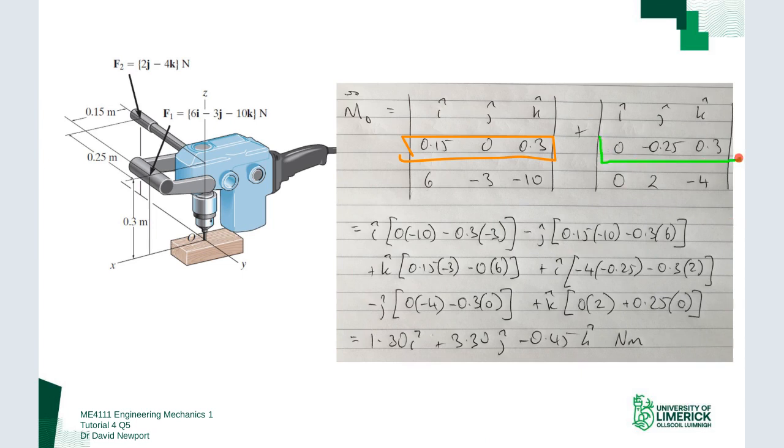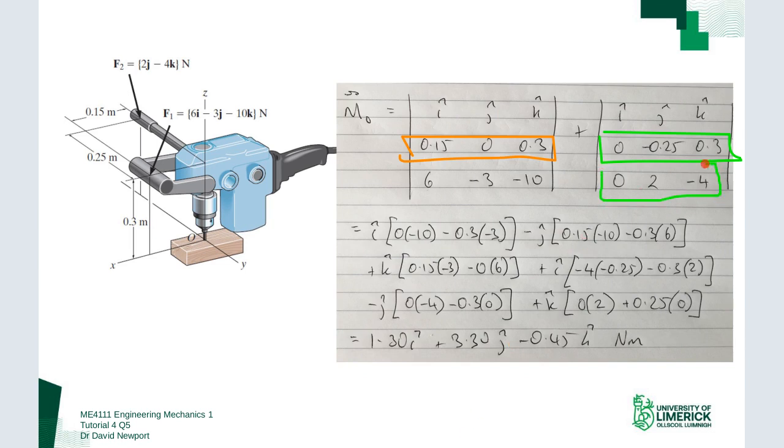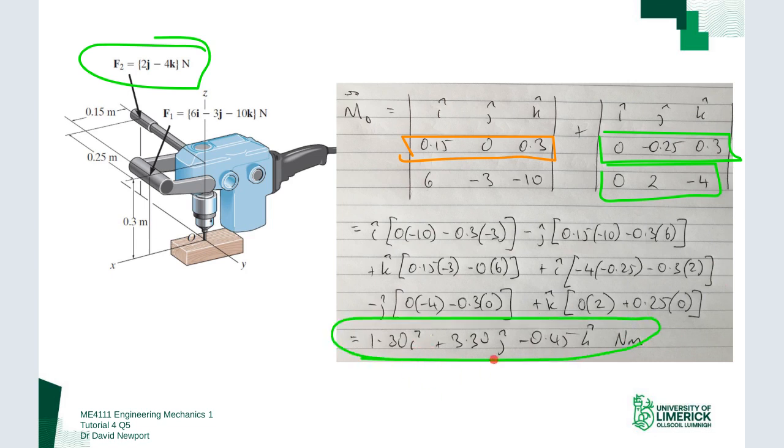Likewise, then I have here the 0, minus 0.25, 0.3, so again, that is this. And my force then is 0, 2, minus 4, which is this force here. So I simply evaluate that determinant. Again, that's just the mathematics of it, and that's something you're expected to be able to do. And I get my answer for the moment as 1.3 i hat plus 3.3 j hat minus 0.45 k hat newton meters.